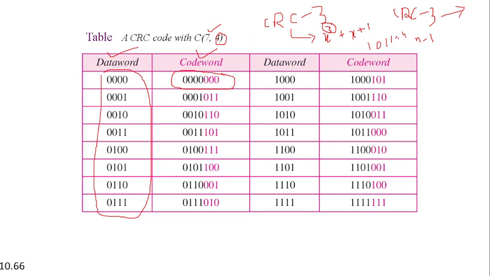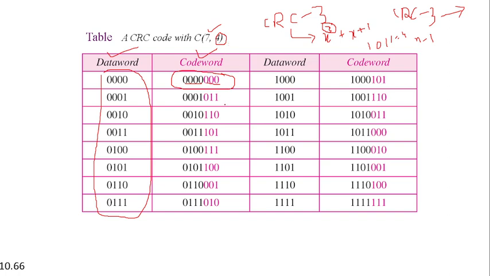So when I add 3 bits, it becomes 7 bits in total: 4 bits of original data and the remaining 3 bits of redundancy data. Total 7. That's the name, CRC (7, 4): 4 bits of data word, 7 bits of code word. But as I told, the data word may be any number of bits. If it is 5 bits, then it becomes (8, 5), because 3 extra bits we are adding. Like that, it will vary.